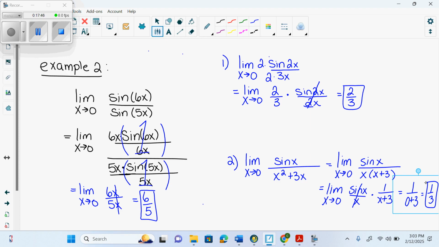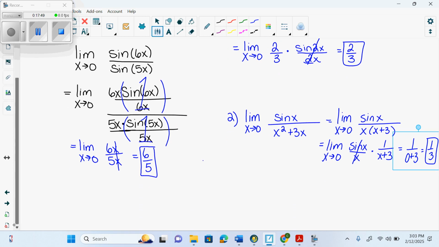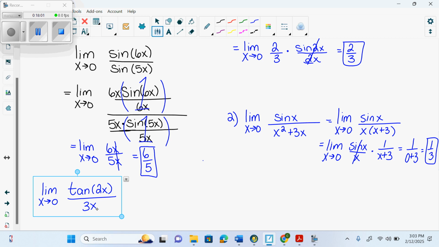Limit as x approaches 0 of tan 2x over 3x. Remember, the problem is not if I ended up with a cos x. Because a cos anything x would become cos 0, correct? And cos of 0 is actually 1. That is not a problem, right? So if I'm left with a cos on my denominator, I'm totally fine. I just can't be left with a sine.